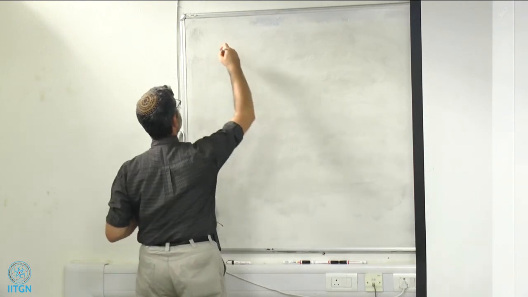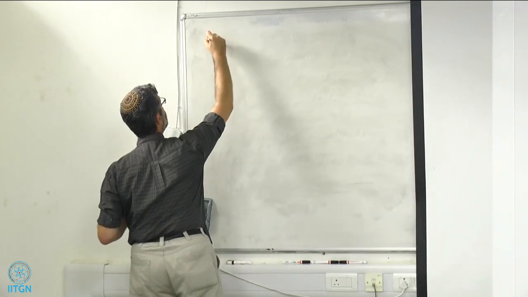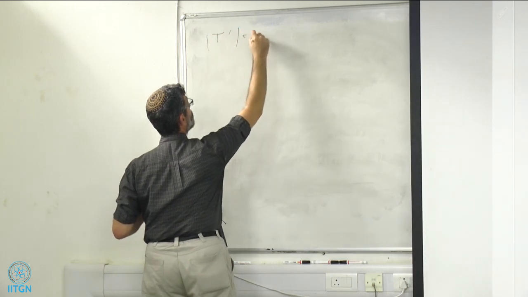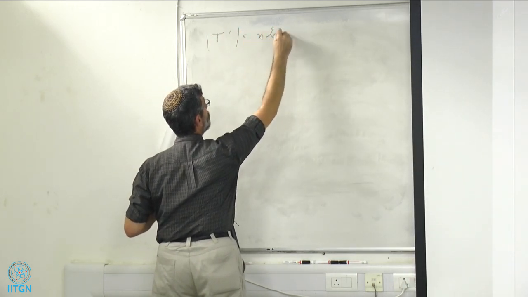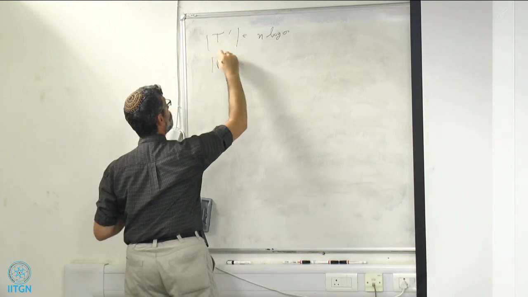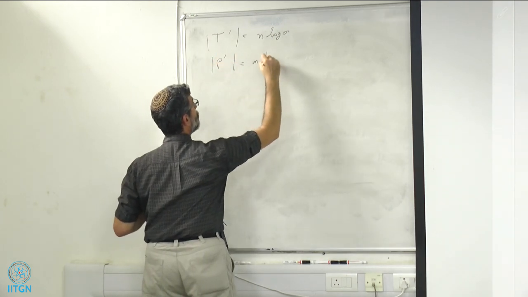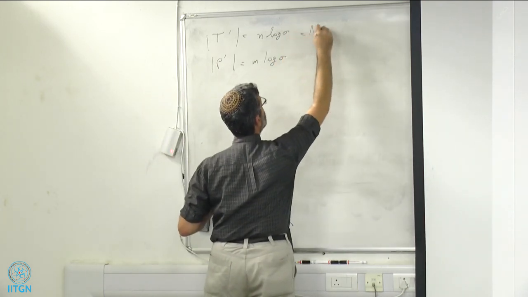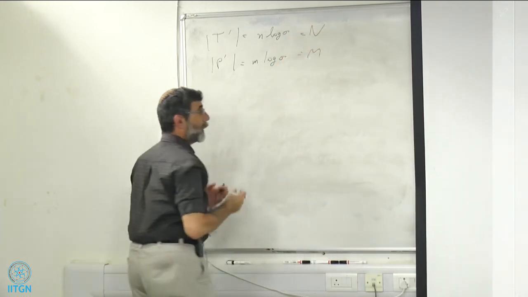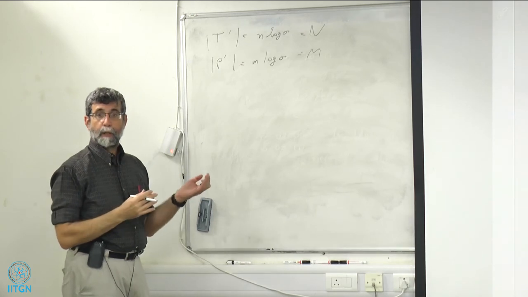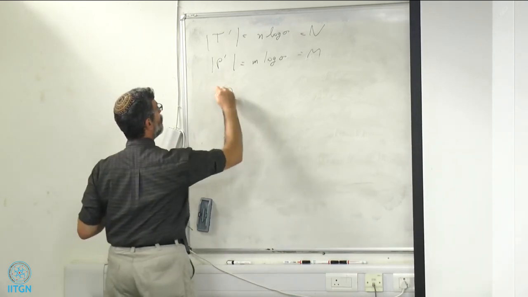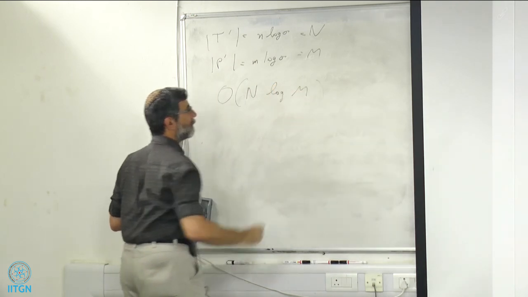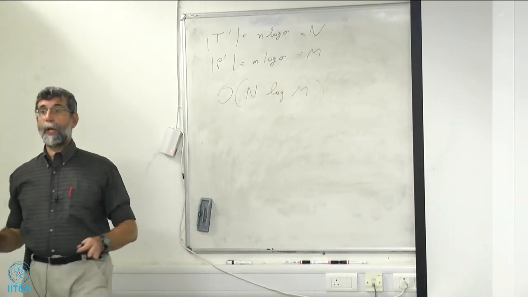So what we have is that the length of T prime is n log sigma, and the length of P prime is m log sigma. Call this big N, call this big M. And we know that we can get the result that we want in time O of big N log big M. So all this we know.